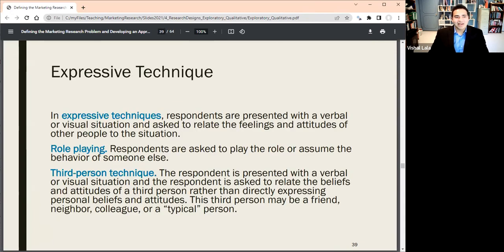Moving along, an expressive technique is one where respondents are presented with a verbal or visual situation and asked to relate the feelings and attitudes of other people to the situation. Two common methods of expressive techniques are role-playing and third-person technique. In role-playing, typically the respondent is asked to play the role of somebody else or mimic somebody else's behavior. This is commonly used when it is hard to get access to certain kinds of respondents.